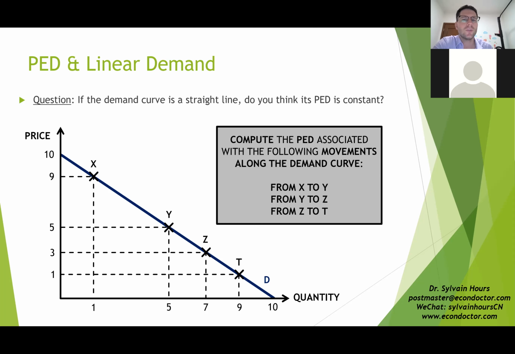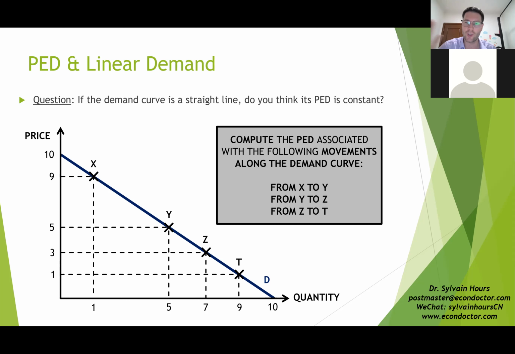And some students feel like, hey, the slope is constant, so that means that the PED should be the same. It doesn't matter if I move from X to Y, from Y to Z, from Z to T, I should find the same value because the slope is the same. But again, the answer is unfortunately no, because even if the slope is the same, the percentage changes in price and quantity demanded are not.